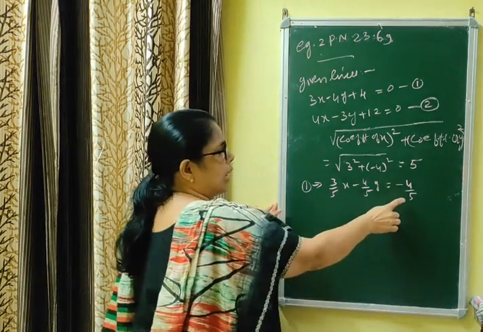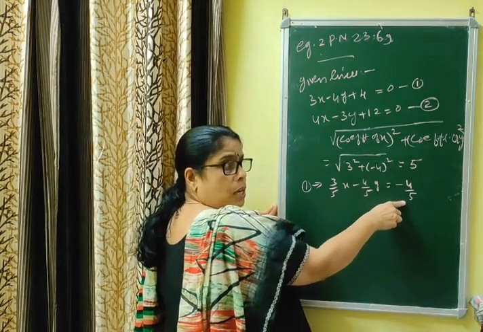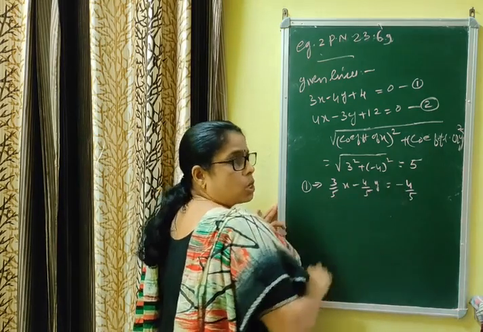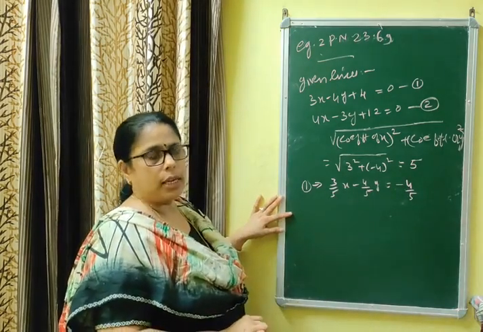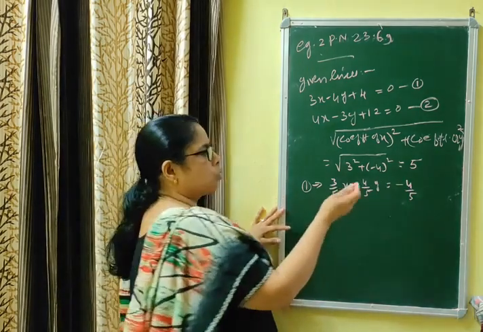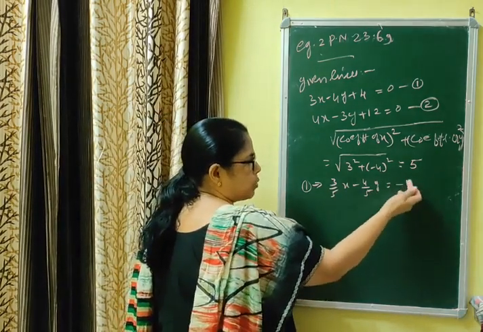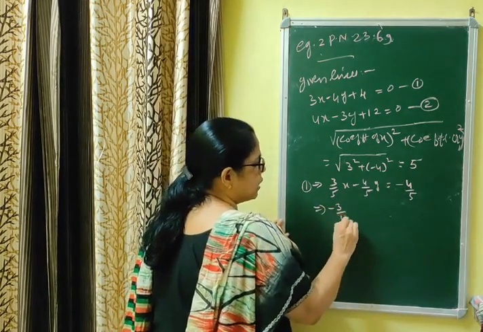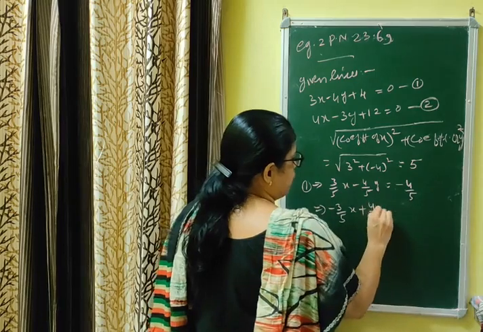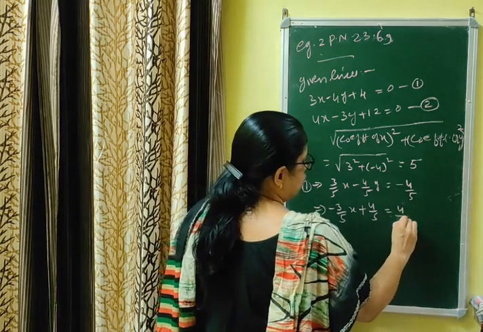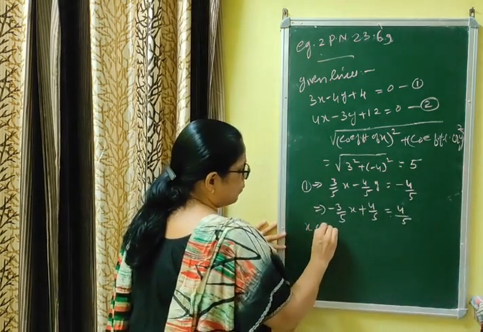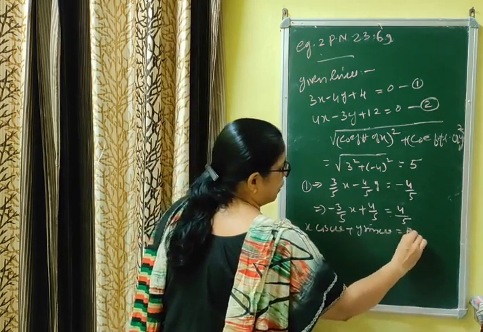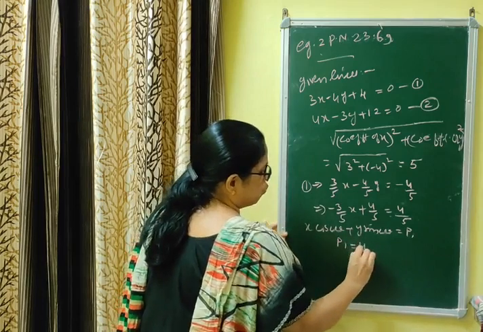Since this right side quantity gives you the distance of the perpendicular, this can't be negative. The right side quantity is giving you the distance of the perpendicular, so it can never be negative. So in order to make this quantity positive, you have to multiply the whole equation by minus sign. That is minus 3 by 5x plus 4 by 5y is equal to 4 by 5. That is, this is of the form x cos omega plus y sin omega equal to, let it be p1, where p1 is equal to 4 by 5.